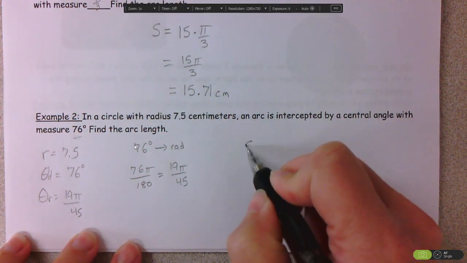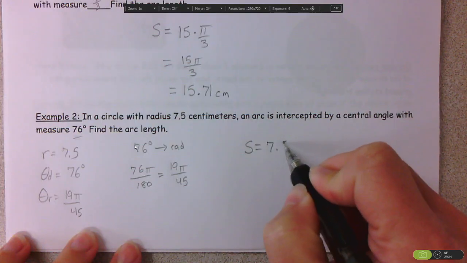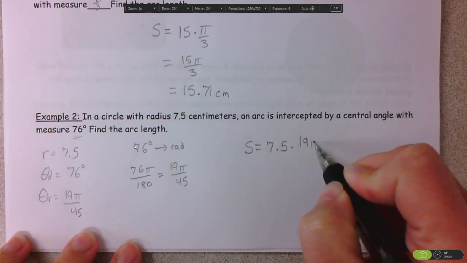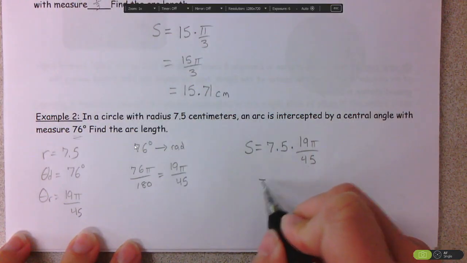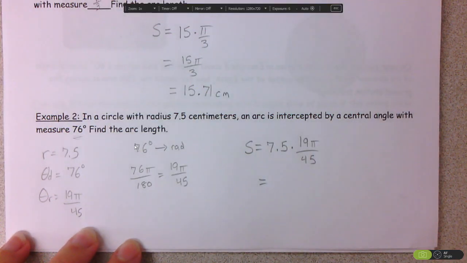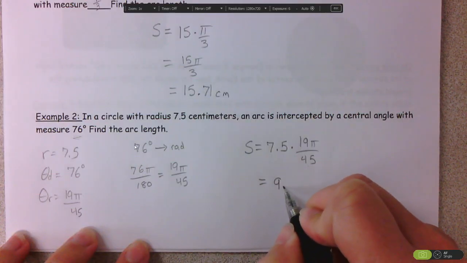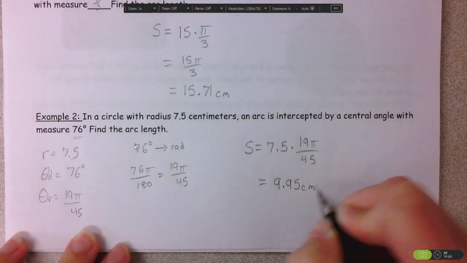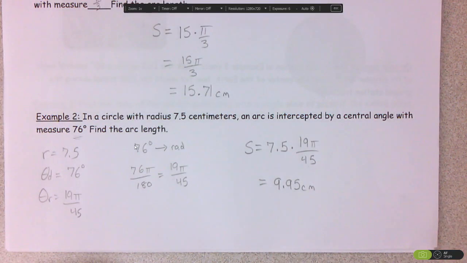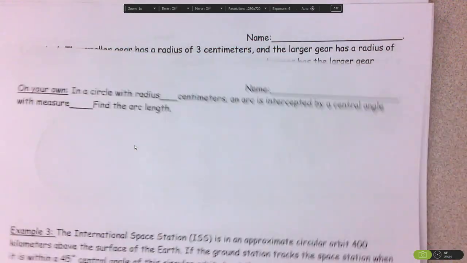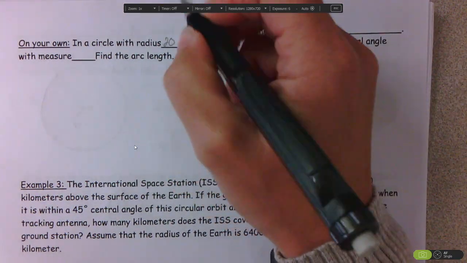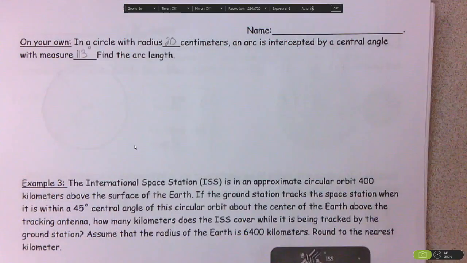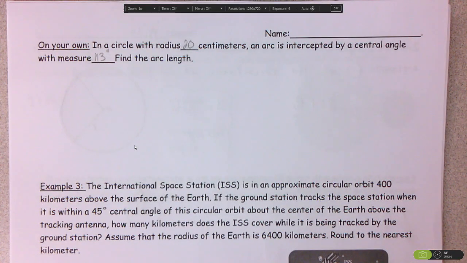And then I can just plug them into the formula. So S equals the radius times the angle in radians. I can solve that, multiply across the top, divide by 45, and we end up with 9.95 centimeters. Okay. So let's try one of those on our own. We have a circle with a radius of 20 and an angle of 113 degrees. So try that one on your own and then we'll go over it together.